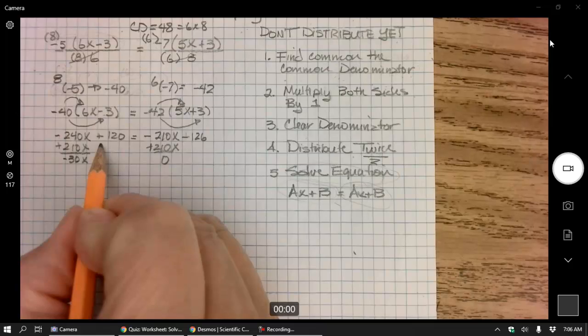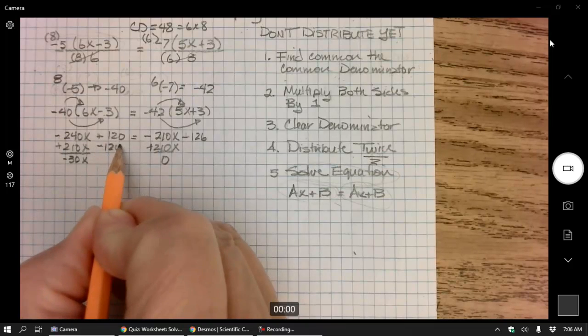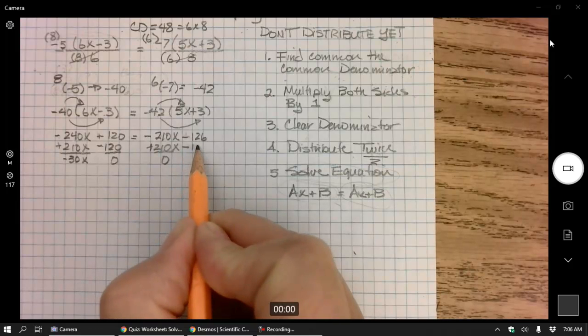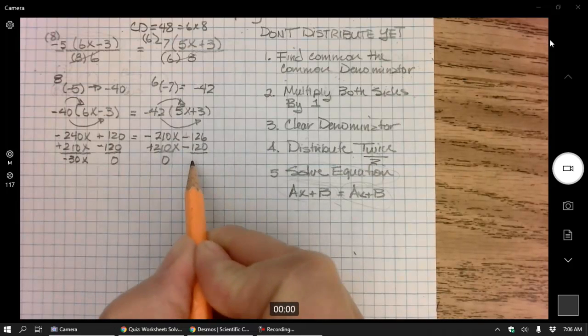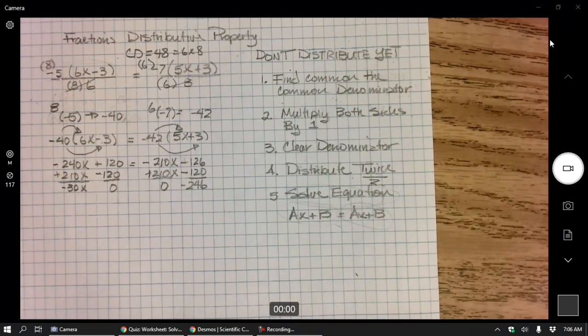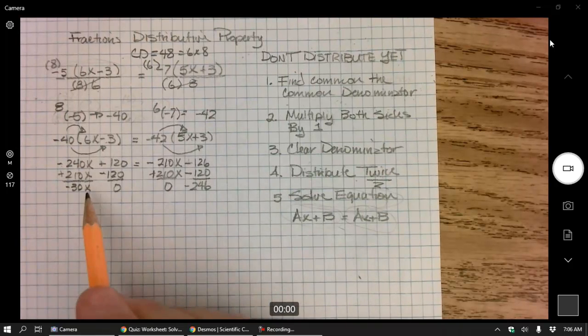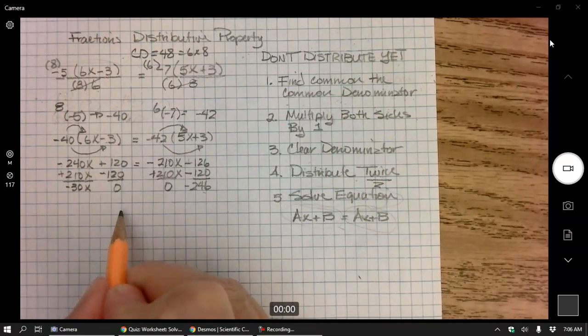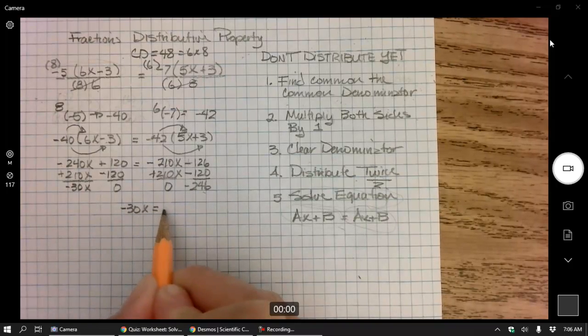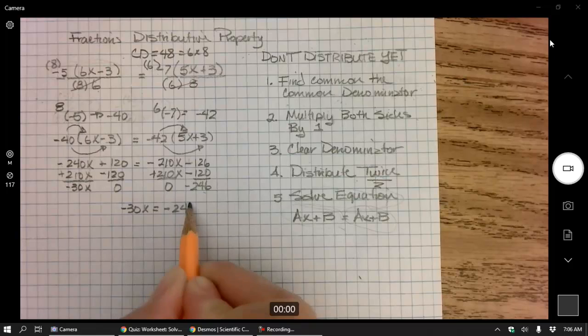And now I'm going to subtract 120 from this side. It goes to 0. I subtract 120 from this side, and I get a negative 246. Okay, let's drop down, and we're going to rewrite these two pieces and make us one equation. Rewrite our equation. That equals a negative 246.